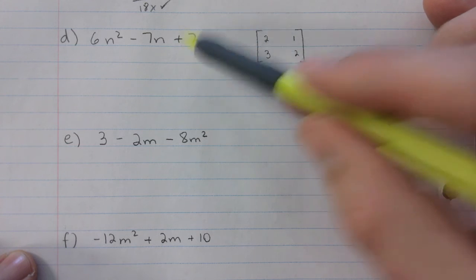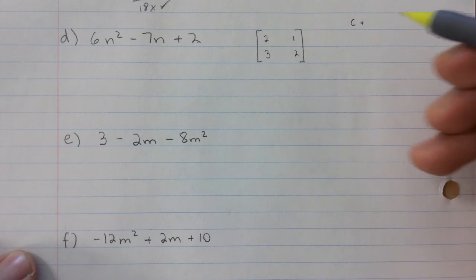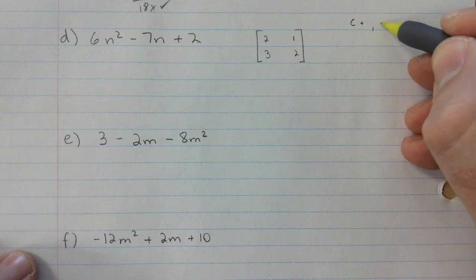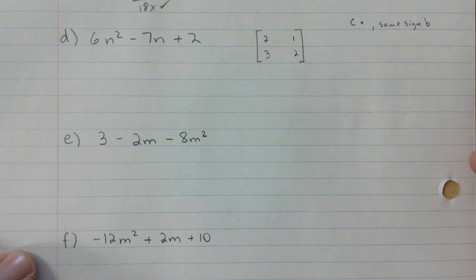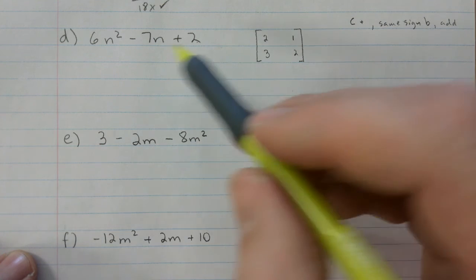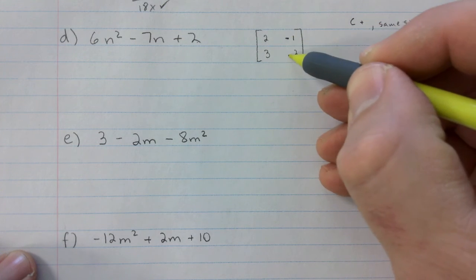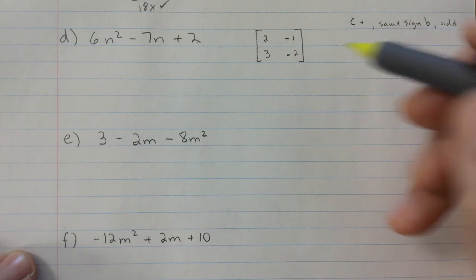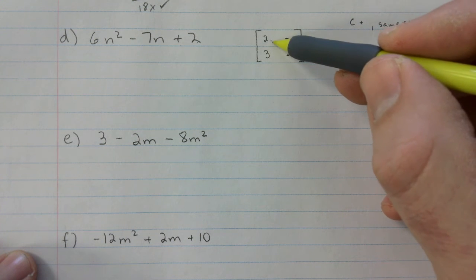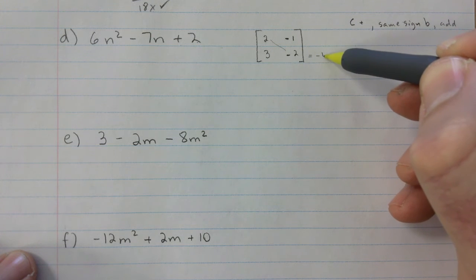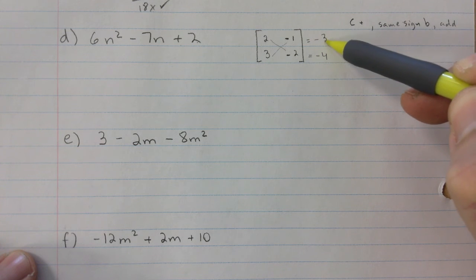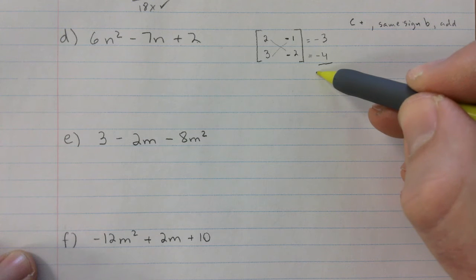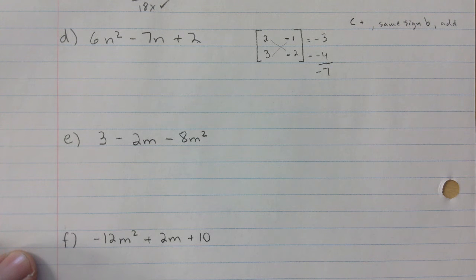Now you look at the sign, right? C is positive, so they'll have the same sign as B, and you'll have to add at the end. So B is negative, so we know that both of them are going to have to be negative or else it doesn't work. So 2 times negative 2 is negative 4, right? 3 times negative 1 is negative 3. That adds up to negative 7. That's exactly what I want.